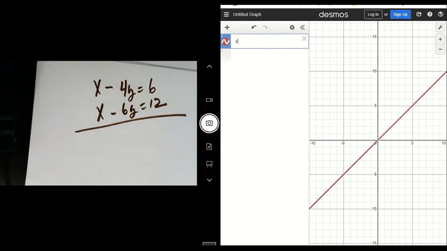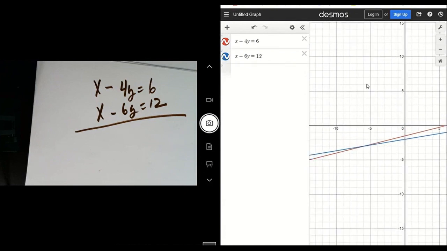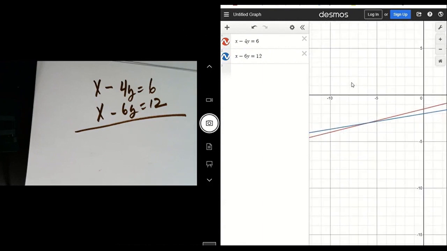We got x minus 4y equals 6. Ooh, that should not be 47, that should be y equals 6. And there you see the red line appearing across, okay? And then our second line is x minus 6y equals 12. And there we see another one. They're very similar, it looks like, but we notice that there is an intersection. Okay, let me zoom in on it.